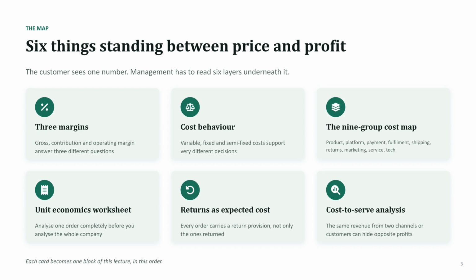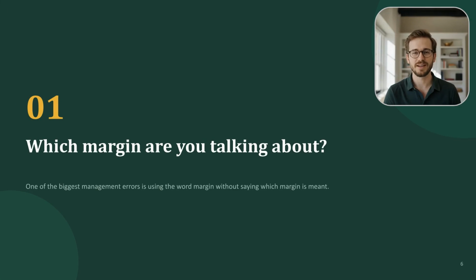We will guide you through 6 layers of costs that stand between price and profit, starting with the 3 types of margins. A major management error is using the term margin without specifying which one. Precision is essential for sound financial analysis.